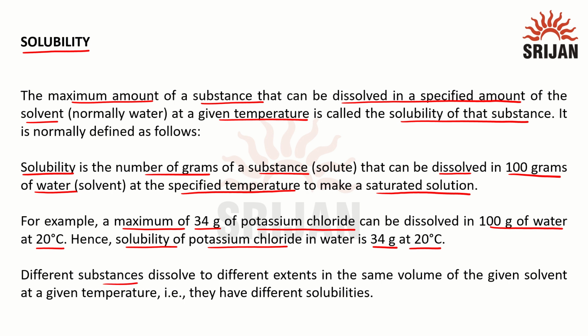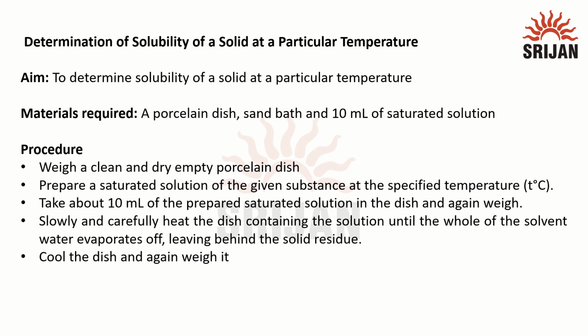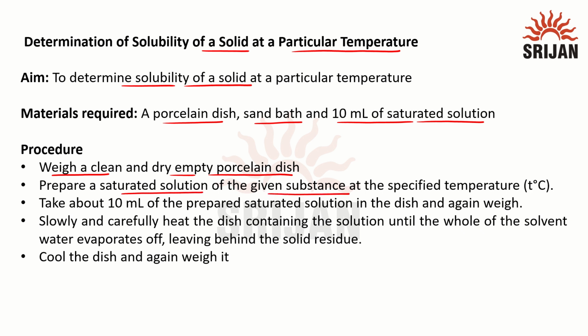Now, different substances dissolve to different extents in the same volume of the given solvent at a given temperature. They have different solubilities. Now, if we want to determine the solubility of a solid at a particular temperature, we have a small experiment. So, here the aim is to determine the solubility of a solid. Materials required are a porcelain dish, a sand bath, and 10 ml of saturated solution. Now, the procedure is we have to weigh a clean and dry empty porcelain dish, and prepare a saturated solution of the given substance at a specific temperature, let's say T degrees Celsius.